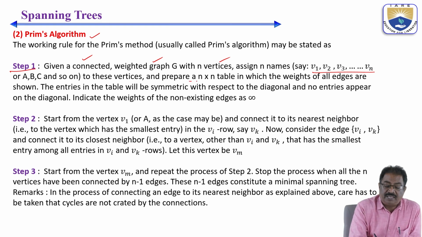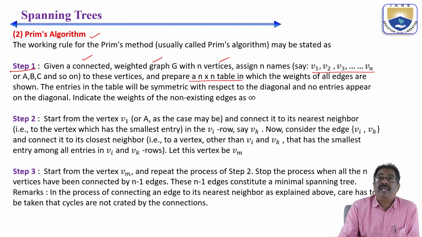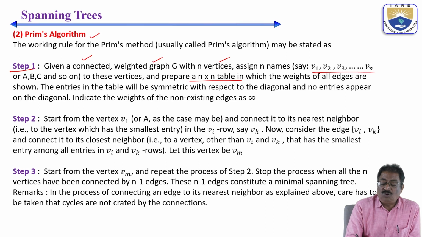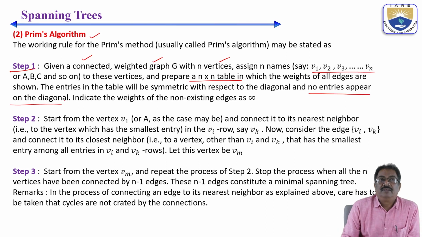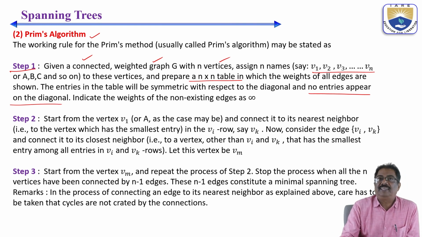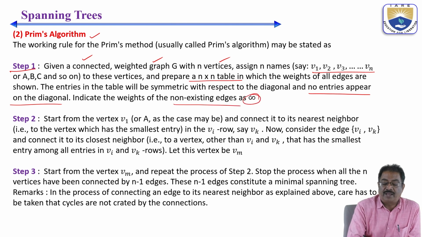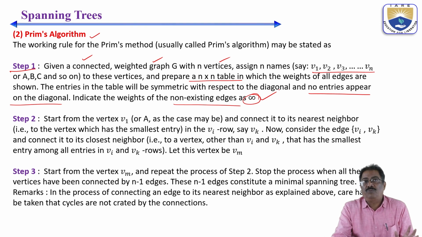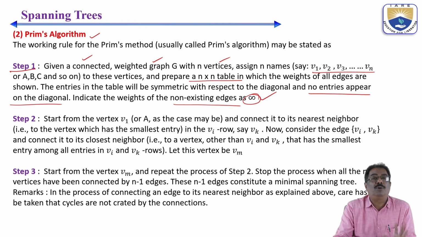We are going to construct an n by n table, n rows and n columns. The diagonal elements: there is no self loop, so we are not going to consider any weight there. And if any edge does not exist from one city to another city, then the non-existing edges we consider as infinity. So first of all, we have to create an n by n table, that is n rows and n columns.